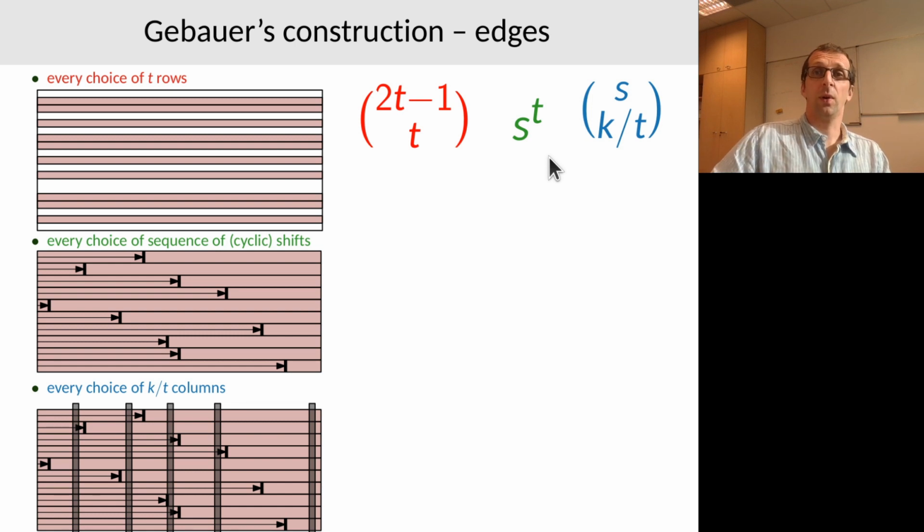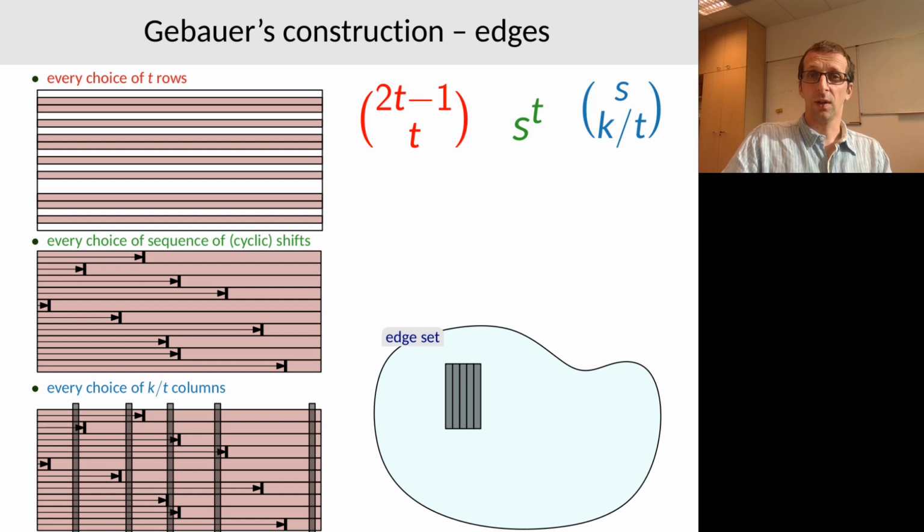In the final step, we branch on the choices of k over t columns of the shifted sub-array. For every such choice, we collect all the vertices of these columns and make an edge out of this set. The number of choices in this step is written in blue here. Now, since the current number of rows is t, and we choose k over t columns, the resulting edge indeed has size k as demanded. That is the whole construction.